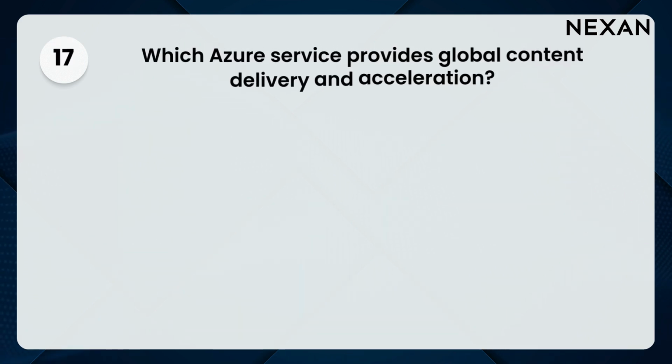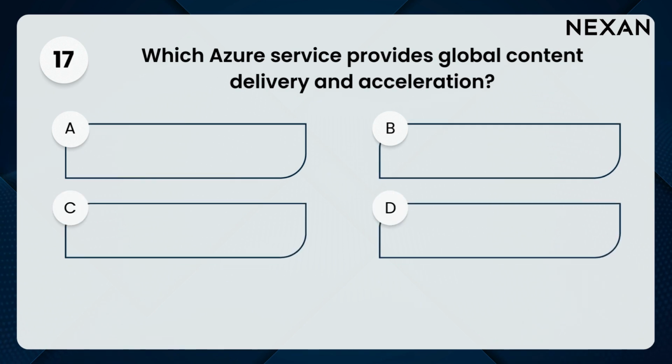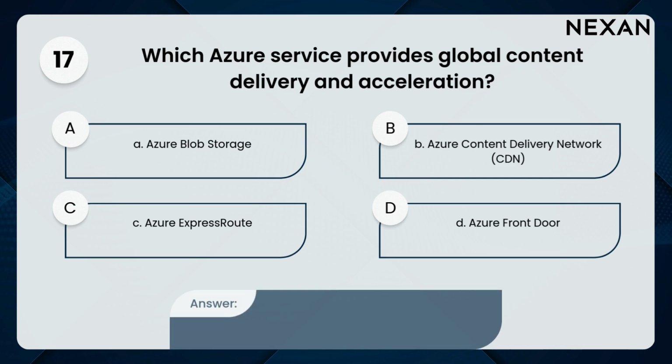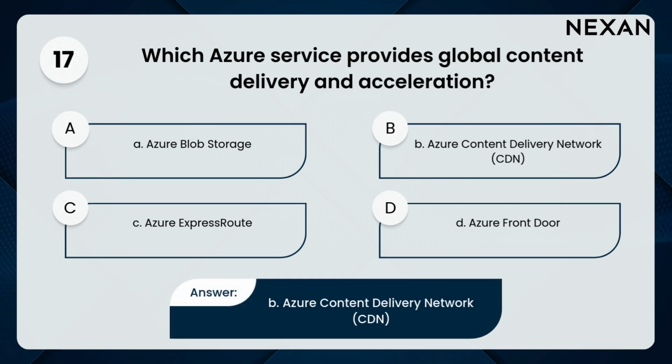17. Which Azure service provides global content delivery and acceleration? A. Azure Blob Storage, B. Azure Content Delivery Network, CDN, C. Azure ExpressRoute, D. Azure Front Door. Answer: B. Azure Content Delivery Network, CDN.